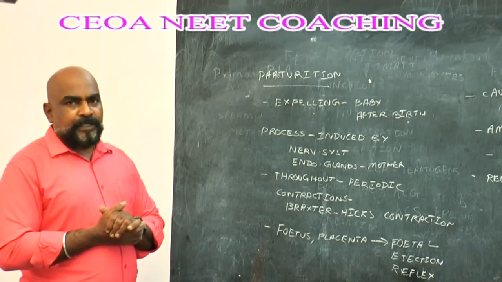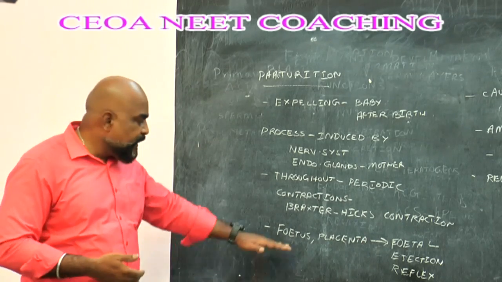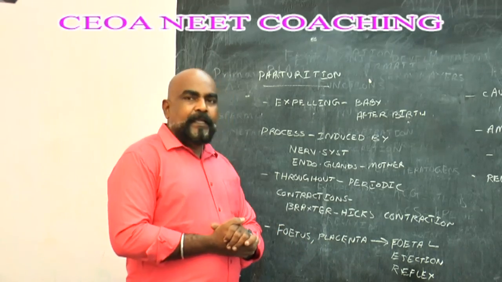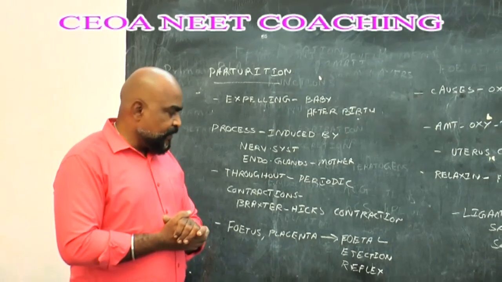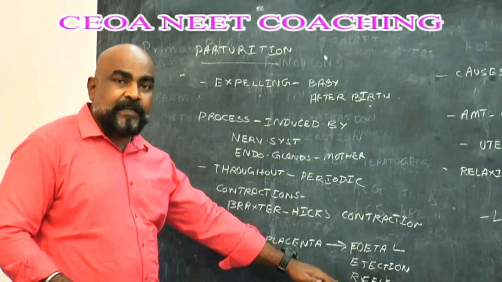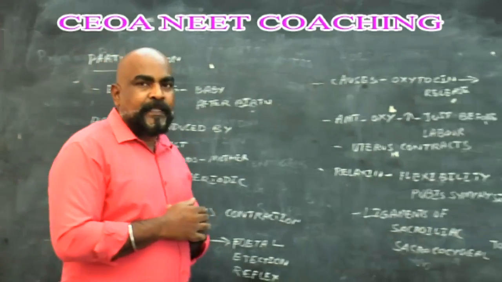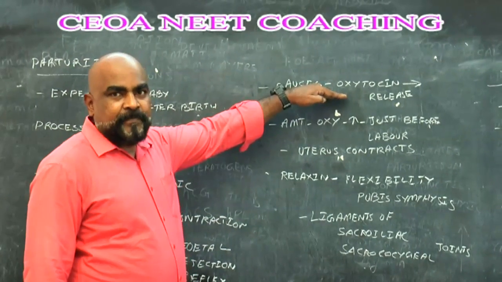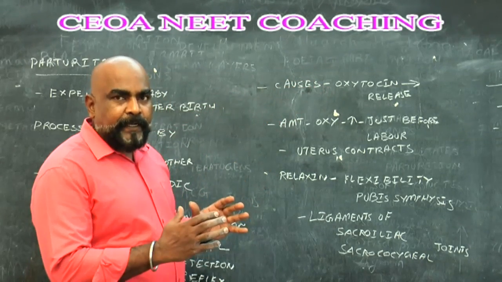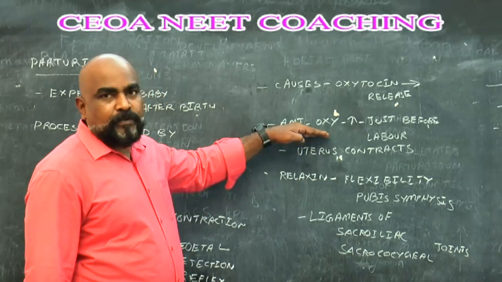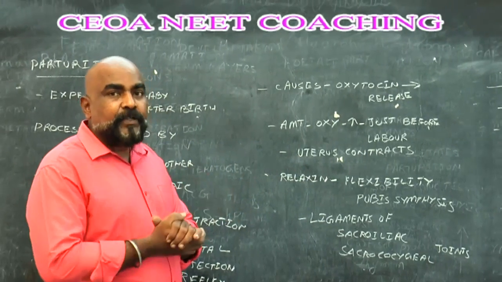What happens during parturition is the fetus initiates the first step. The fetus and the placenta stimulate the oxytocin secretion by the fetal ejection reflex. The fetal ejection reflex stimulates the release of oxytocin. This oxytocin, before labor pain, is produced in large amounts. So that leads to vigorous contraction of the uterus.